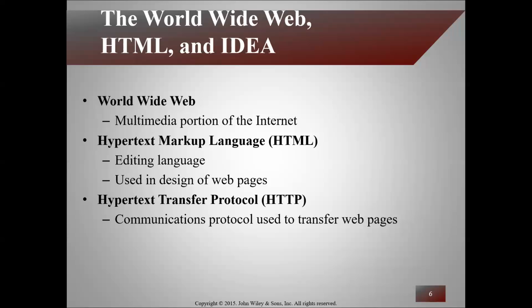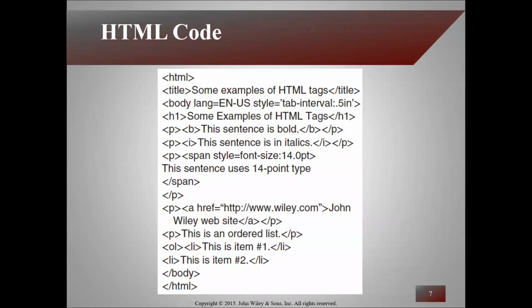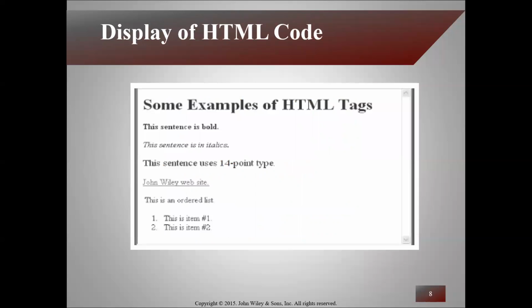Then your web browser deciphers the editing language and displays the text, graphics, and other items of a web page on your screen. Here's an example of HTML code. Now, because HTML is an editing language, many of its instructions are simply pairs of tags that instruct a web browser how to display the information bracketed by these tags. Again, you're looking at an example of HTML code and how it is actually displayed in your web browser.